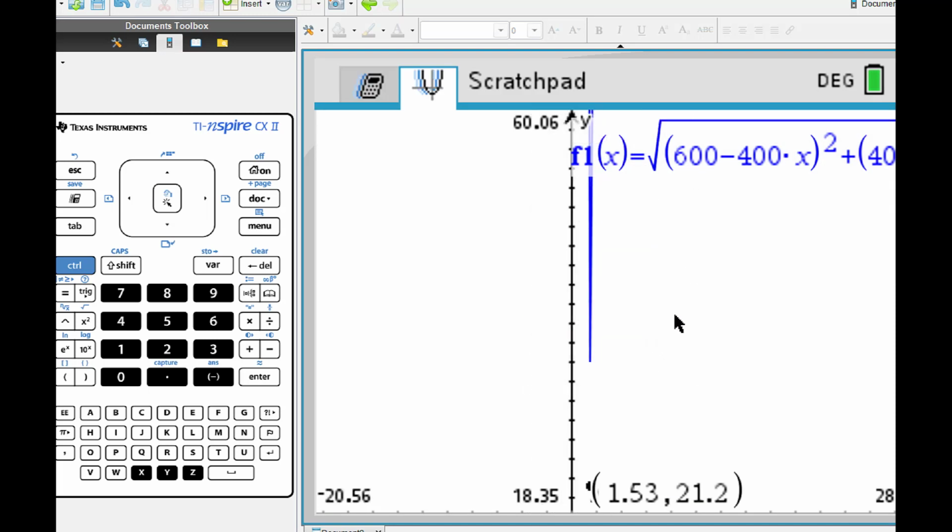and we get x is 1.53, so that's our time. So at 1 hour and 53 minutes into each of their respective flights, both of those planes come within 21.2 miles of one another. That's what information we can get from looking at the vertex of this graph. I believe that is the last example that was on here.